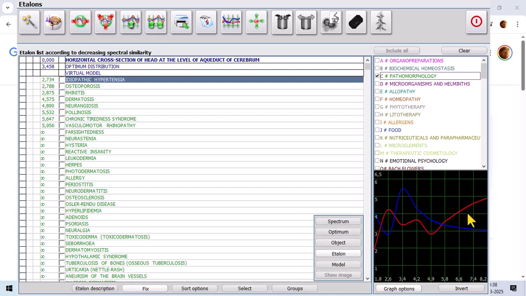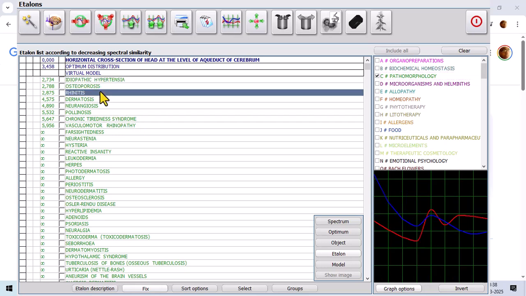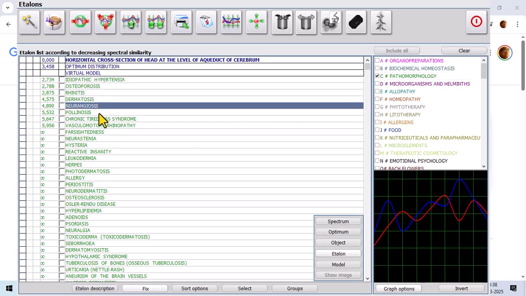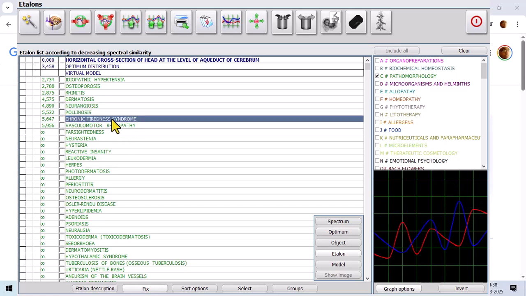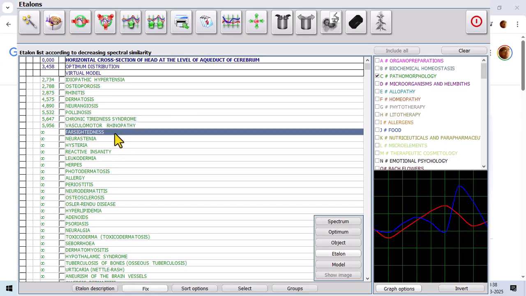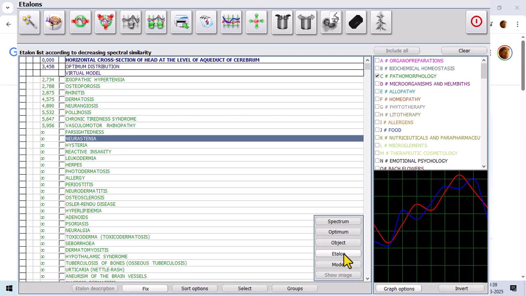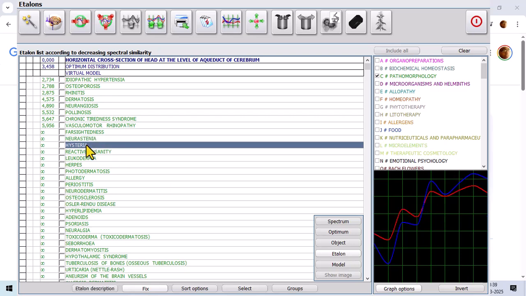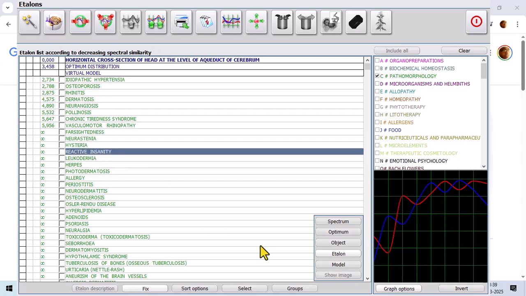This is the concept of heal, so this is a list of heals, and each heal corresponds to the electromagnetic characteristic of a pathology. It is the record that characterizes a pathology and is represented by a graph with a blue line and a red line. To explain it in a simpler way, it is like a photograph of a disease.